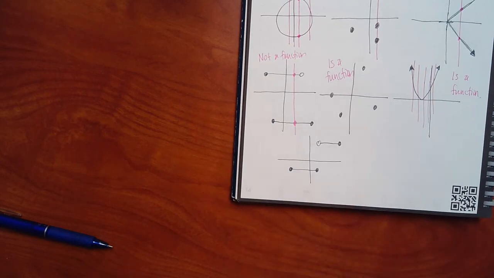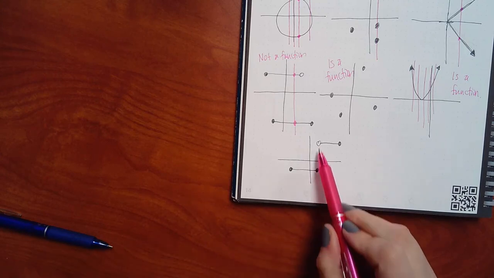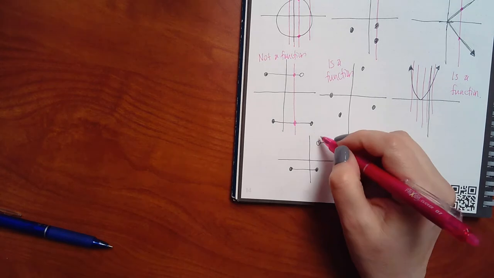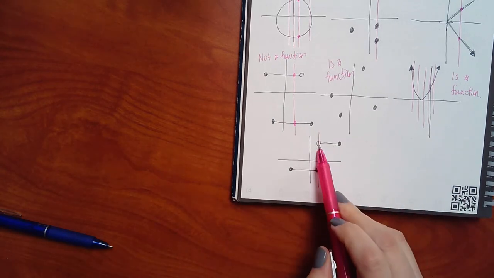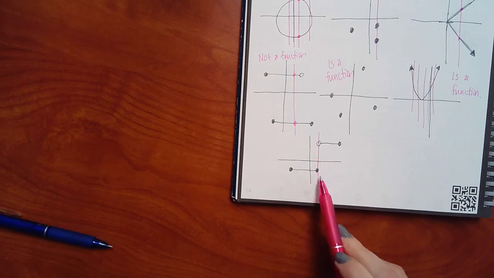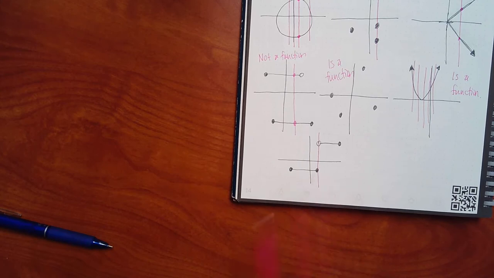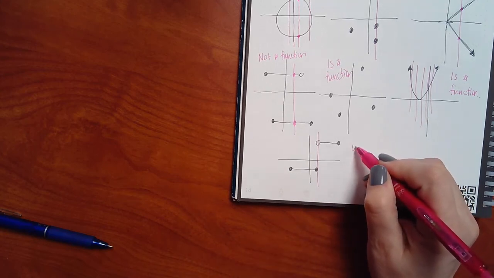Now what about this last one? This one's a hard one. It kind of looks like that one, but it's a little bit different. Yes, it is a function. Because even this one here, that's questionable, right? What happens if I draw a line right there? There's only one dot here. So it only touches it in this one spot. So this one is a function.